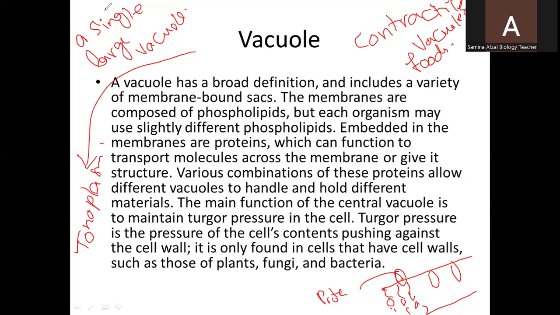The main function of the central vacuole is to maintain turgor pressure in the cell. Turgor pressure is the pressure of the cell's contents pushing against the cell wall. When the vacuole is filled with water, high water potential is there. At that time, the turgor pressure is produced, which will push the cell wall in the outward direction. So it is only found in cells that have cell walls, such as those of plants, fungi, and bacteria.